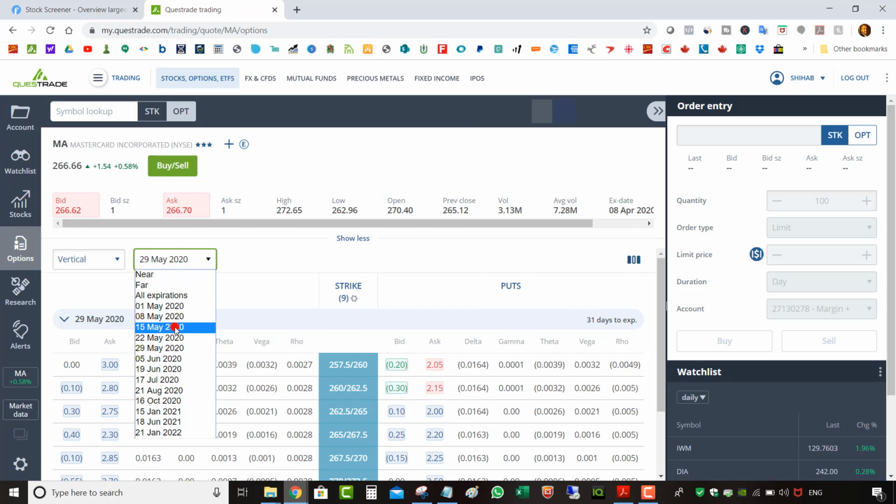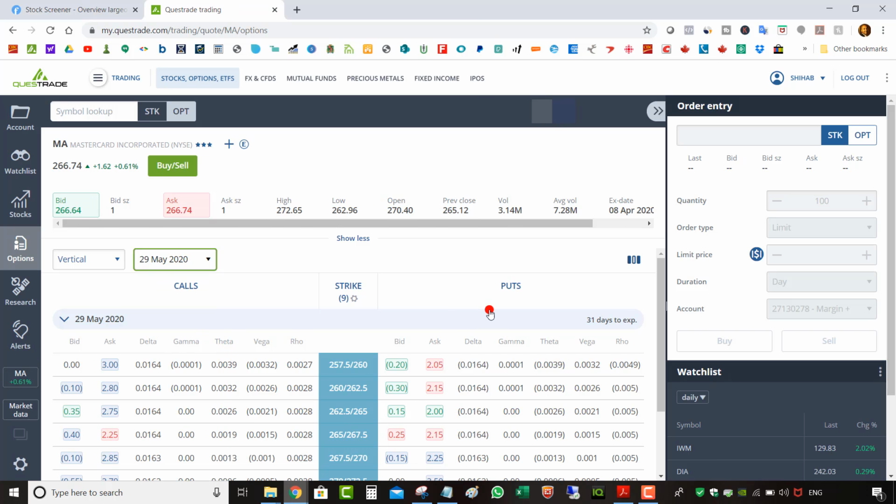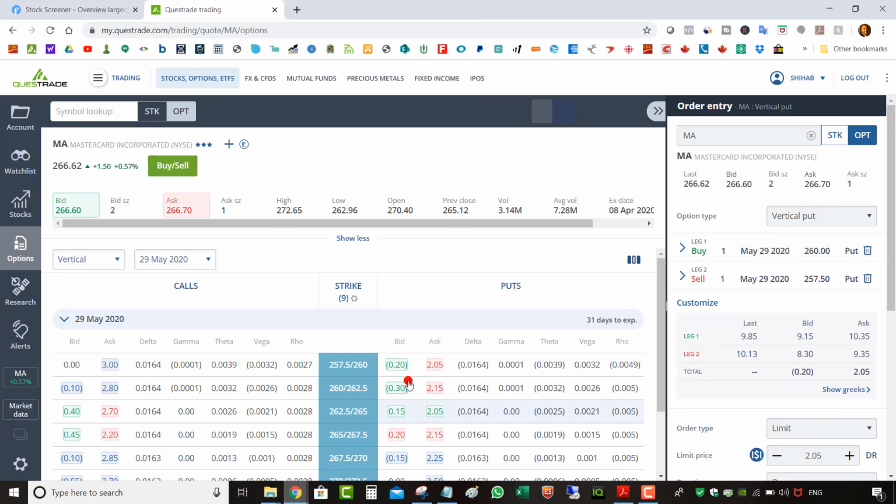Usually the monthly expirations like May 15 or June 19, July 17, for example, have more volume, more liquidity. But I want to go 30 days away, so I'm going to go May 29th, even if it falls on a weekly expiration. So as you can see, it's 31 days away. I'm going to click anywhere on the put side. The order entry updates automatically.